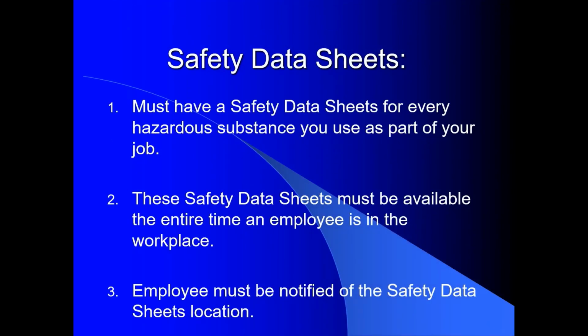Safety data sheets continued. They must have a safety data sheet for every substance you use as a part of your job. These safety data sheets must be available the entire time an employee is in the workplace. Employees must be notified of the safety data sheet location, so the folder or binder, or if it's online, they have to be notified of where it's at and have access to this. If you have a question on any chemical that you're working with, the safety data sheet will provide the information, also provide first aid information, firefighting, disposal, as we went through.